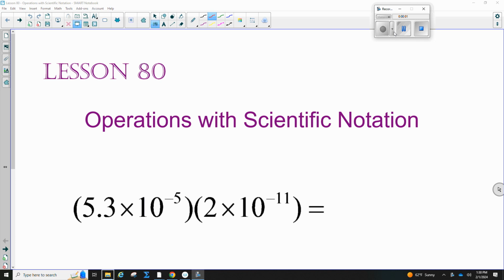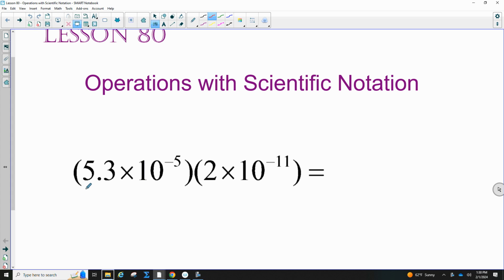Lesson 80 is operations with scientific notation. So start by writing down 5.3 times 10 to the negative 5 times 2 times 10 to the negative 11. All right, so you're going to multiply your numbers like normal. Since it's all multiplication, you can choose what you want to multiply together, okay? So I'm going to multiply 5.3 times 2, which gives me 10.6.